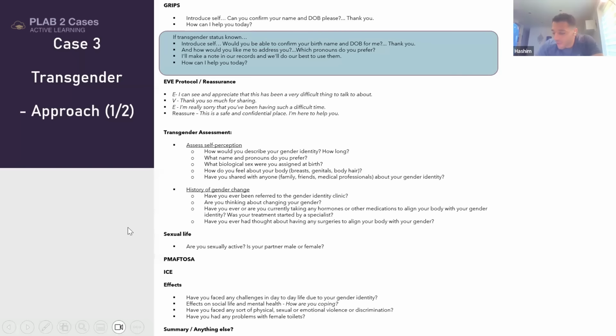And then sexually active. So it might be good to get an idea about the relationship. Are they sexually active? Are they in a relationship? Is their partner male or female? That's something I would include in my closed questions section, just to get an idea about whether they're sexually active or not, because it might be useful information to know. PMAFTOSA, if you've got time.